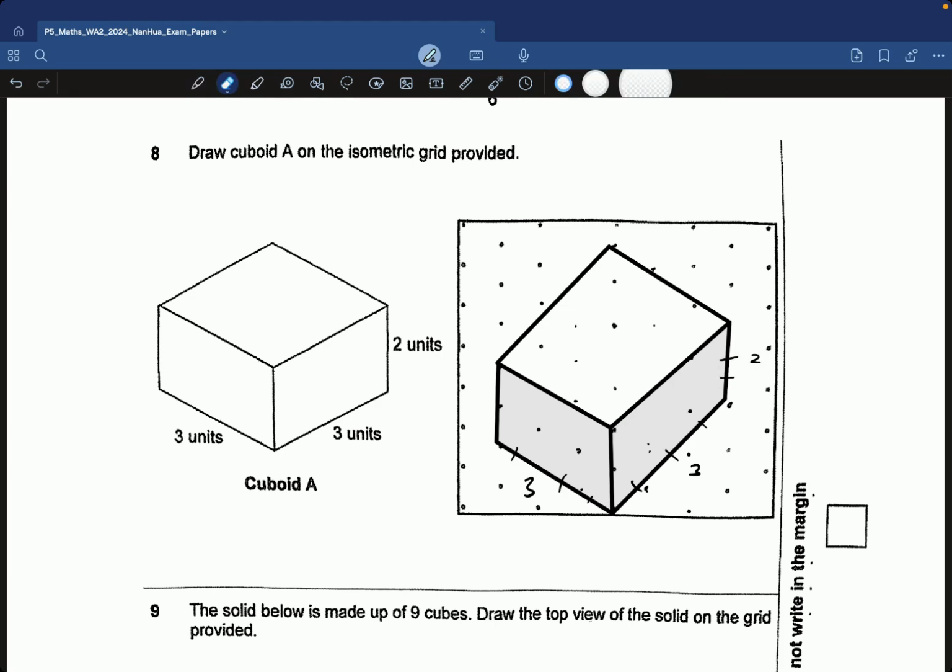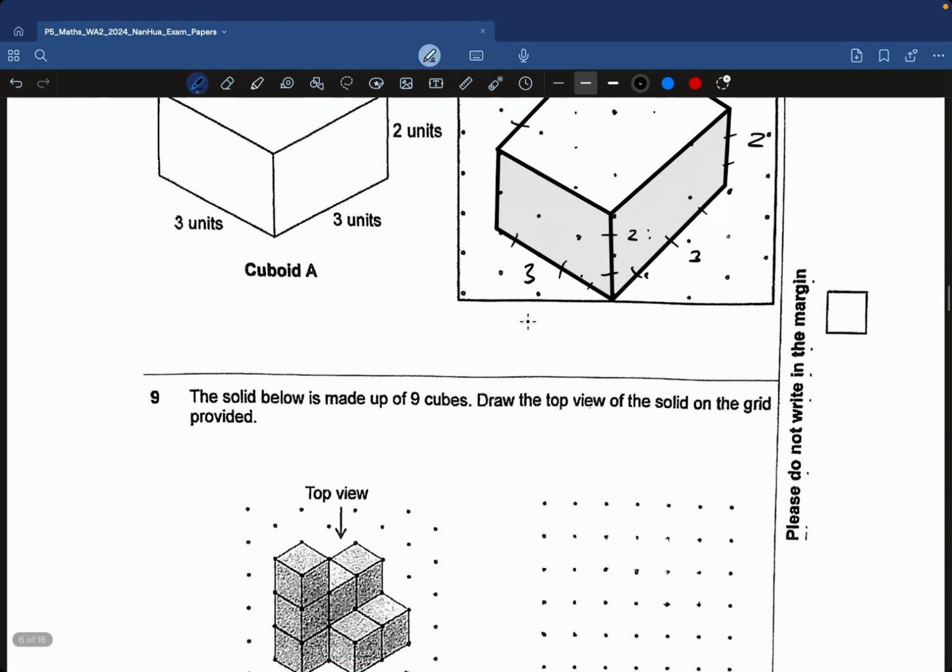Oops, give me a second. This is 2. This is 2. This is 2. And then you just connect the dots accordingly. This is 3 as well. So this is 3, and it is 1, 2, and 3. It's 3 as well. So this is how you draw a cuboid in the isometric.